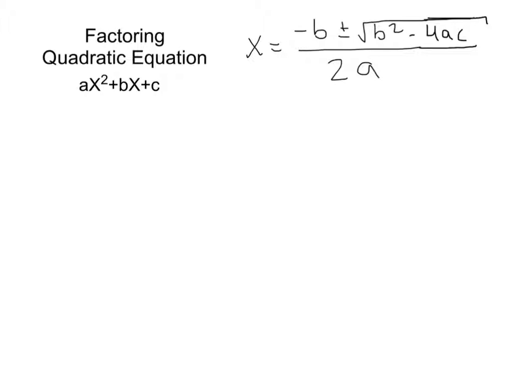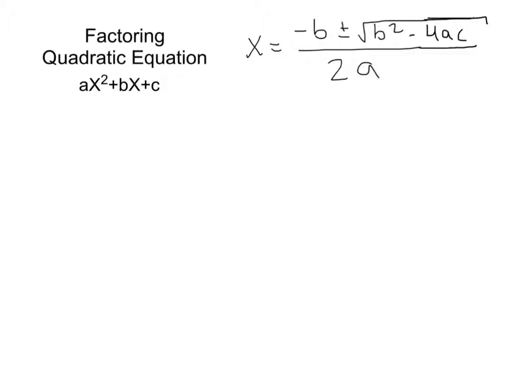For this video, we're going to talk about another way to factor, and that's using the quadratic equation. So I have the quadratic equation written over here to the right. x equals negative b plus or minus the square root of b squared minus 4ac all over 2a. And that's the quadratic equation. You can use the quadratic equation when it's in the form of ax squared plus bx plus c.